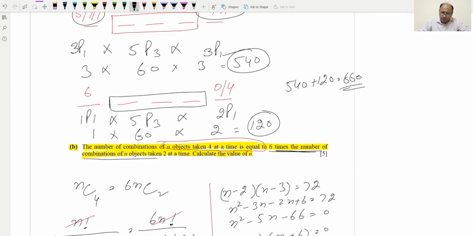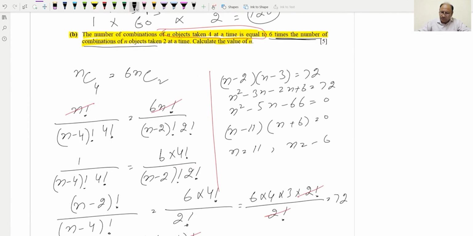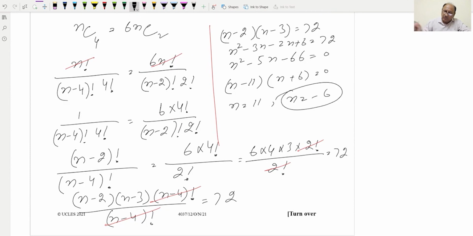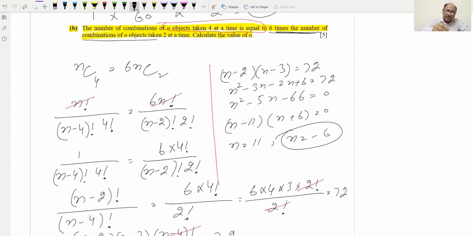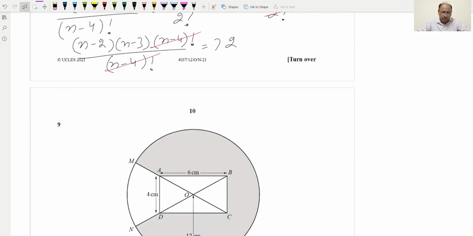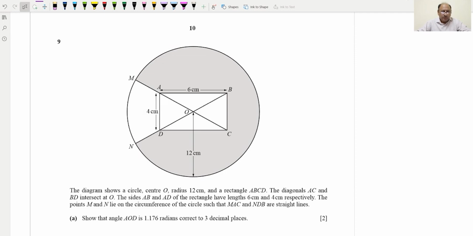Now if we go through the question, n cannot be negative because we cannot have negative objects, combinations of n objects. So n is the number of objects, and the number of objects cannot be negative, so we'll reject this, and our answer will be n is equal to 11. This will be our final answer. Hopefully you understood this. Now question number 9.